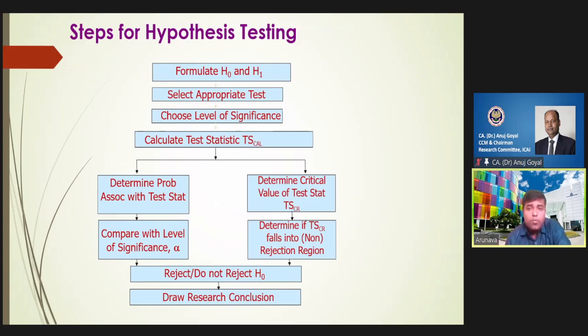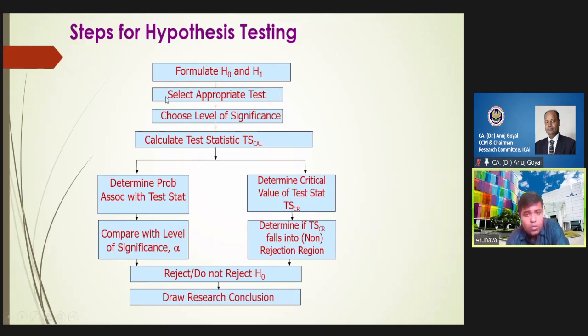All right. So for doing this hypothesis testing, first is to formulate the null hypothesis and the alternate hypothesis. Then we have to select the appropriate test. Now this selecting the appropriate test comes under data analysis, right? Choosing the level of significance comes under data analysis. And then calculating the test statistics.